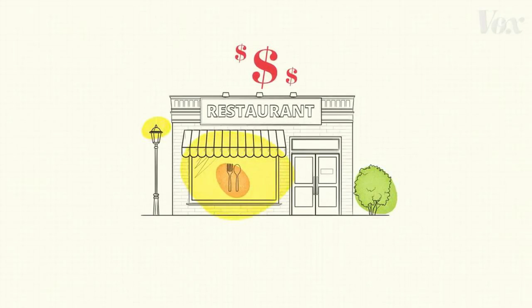And this Vox style goes like this. Things like ingredients and staff salaries, rent, electricity, and more. What's left?